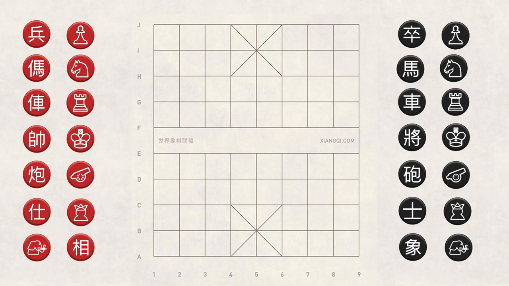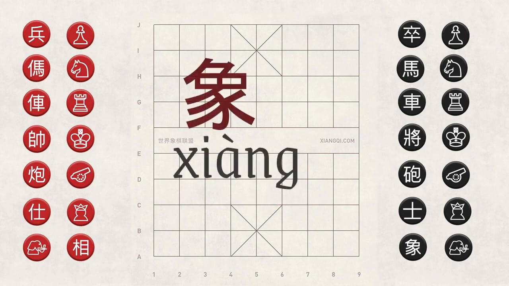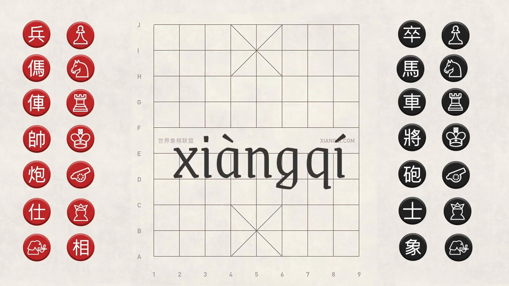The elephant is also where Xiangqi gets its name. Xiang is elephant in Chinese, and qi means game. Hence, Xiangqi.